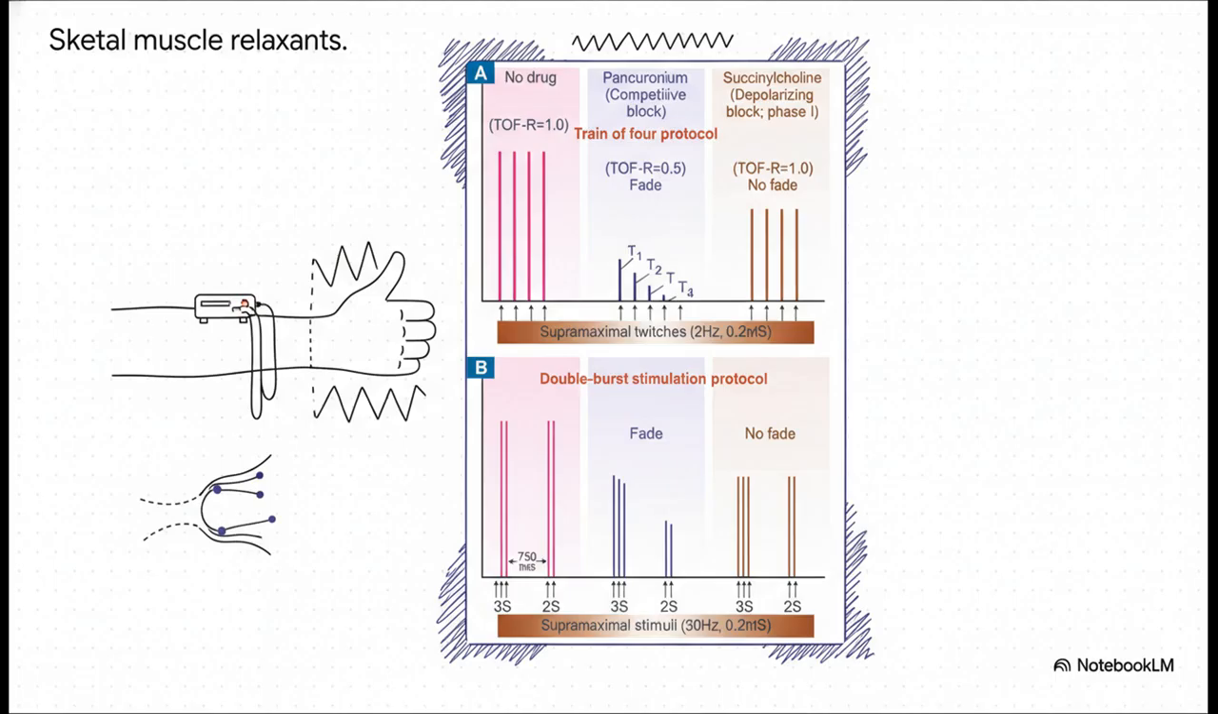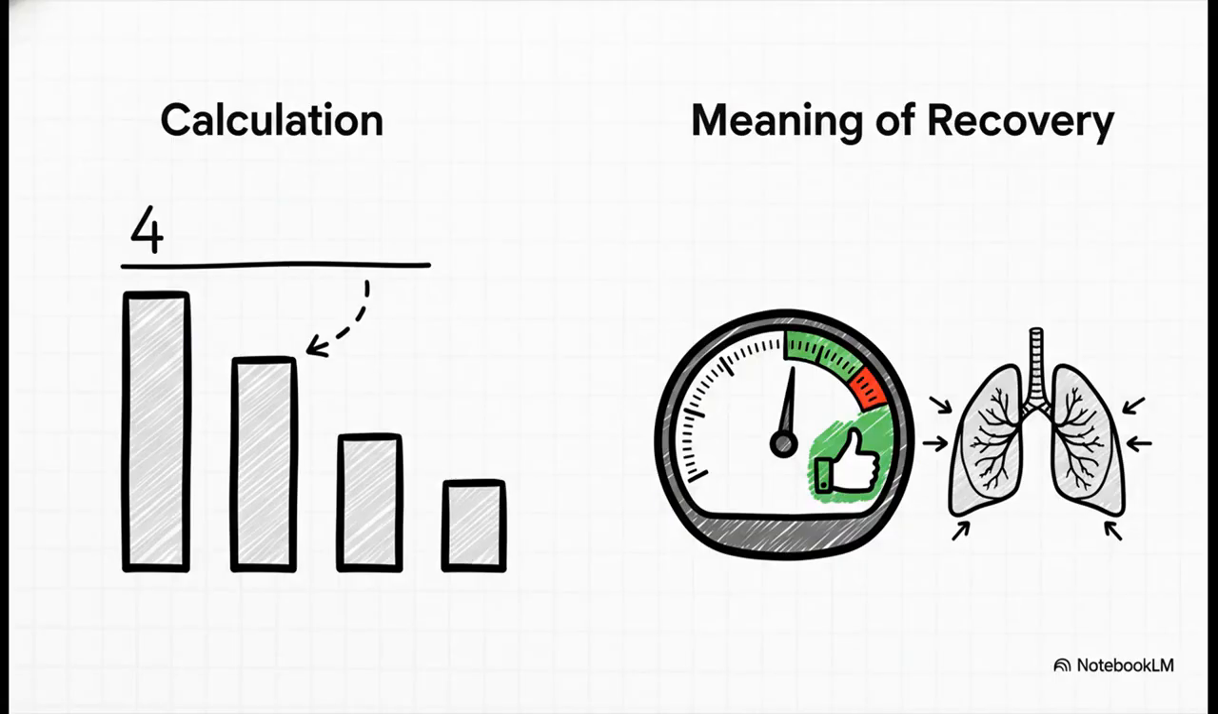This simple visual pattern is incredibly powerful. It tells us exactly what kind of block we're dealing with. We can actually put a number on this fade by calculating the TOF ratio. It is very simple. It's just the strength of the 4th twitch divided by the strength of the first one.